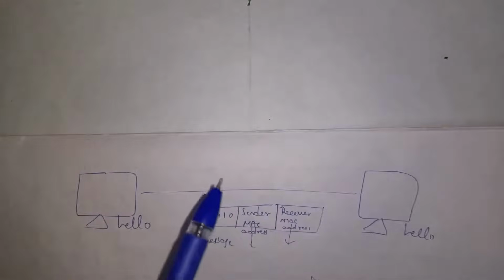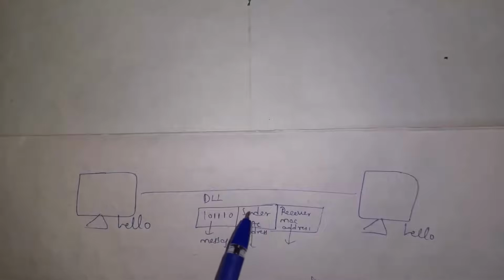So the main duty of the data link layer is to transfer data without any errors. The data link layer will add our data into frames, and along with our message, it will add the sender MAC address as well as the receiver MAC address. And by combining all this, the data link layer will send our data.